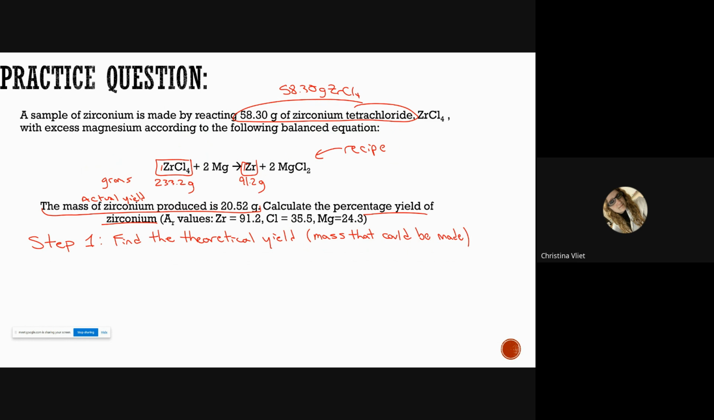Now where do I go from here to find the theoretical yield? I've got the mass of the zirconium chloride. I've got the mass of zirconium. What do I do now? Go ahead, Justin.